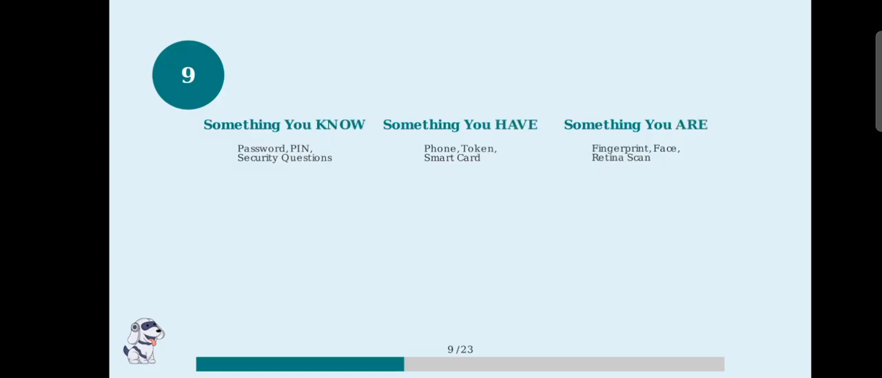The first is something you know, like a password or PIN. The second is something you have, such as a smartphone or security token. The third is something you are, which includes biometric data like fingerprints or facial recognition.